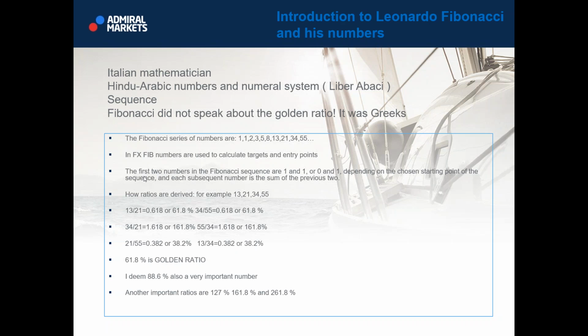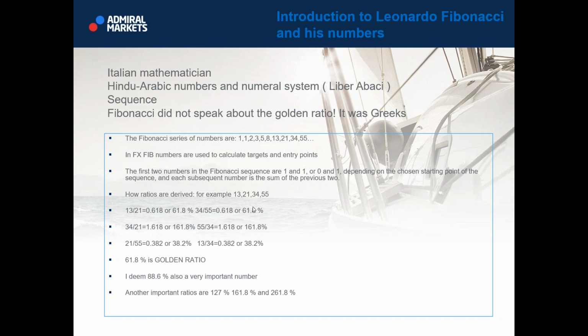The first two numbers in the Fibonacci sequence are 1 and 1, or 0 and 1, depending on the chosen starting point of the sequence. And each subsequent number is the sum of the previous two, a logical number. How are ratios derived? For example, 13, 21, 34, 55. 13 divided by 21 is 0.618, which is the golden ratio.